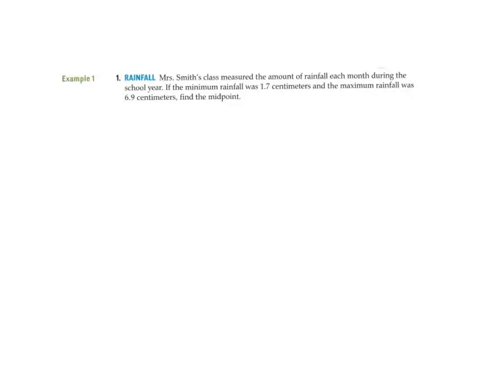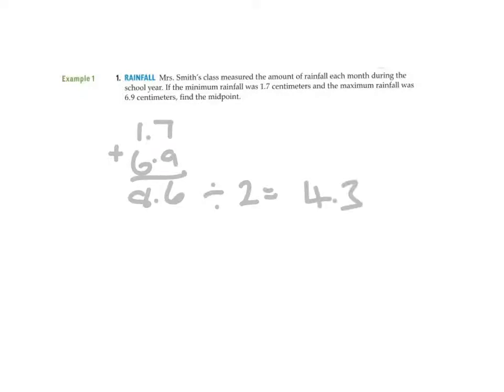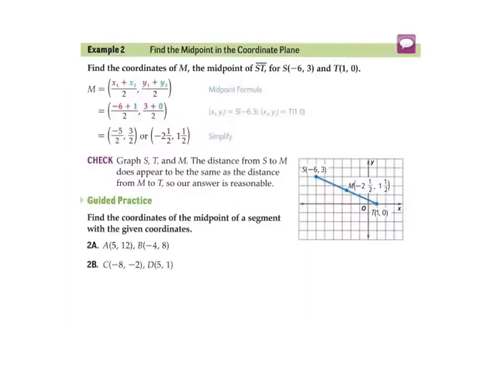The minimum rainfall is 1.7 and the maximum is 6.9. You need the midpoint. It's entirely up to you how you set it up, but if you want to set it up column-wise, you can. So 1.7 plus 6.9, if you add those two together, you get 8.6, and then obviously you've got to divide that by 2, which will give you 4.3. It's centimetres, so the midpoint is going to be 4.3.